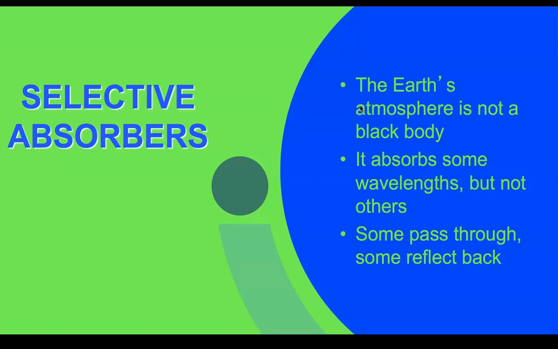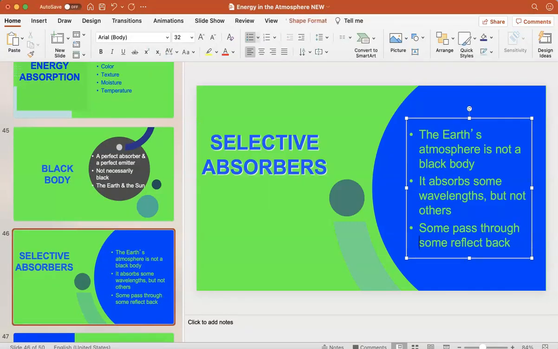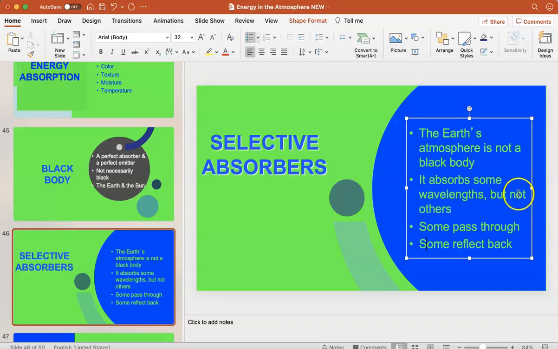Okay. A selective absorber is not a black body. Selective absorbers and black bodies are different things. A selective absorber can absorb some things better than others, or not absorb some things at all. So here's the first one. A selective absorber can absorb some wavelengths more than others, and then some of them not at all. Pass right through. Some bounce off. That should probably be its own bullet, huh? Instead of a comma. Yeah, we'll make that its own bullet.